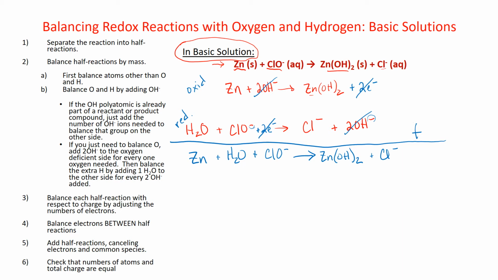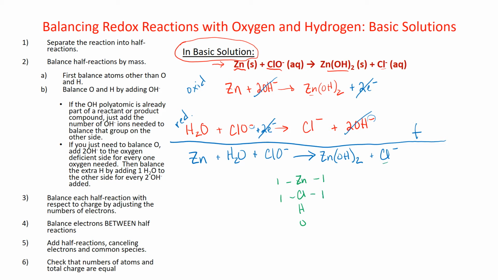So in terms of my mass balance, I have zinc, hydrogen, chlorine, and oxygen. I'm going to do this the more traditional way and write these out. So we've got zinc, chlorine, hydrogen, oxygen. On the left-hand side, I've got 1 zinc, and on the right-hand side, I also have 1 zinc in the zinc hydroxide formula. For the chlorine, I've got 1 chlorine in my hypochlorite ion and 1 chlorine in the chloride ion on the product side.